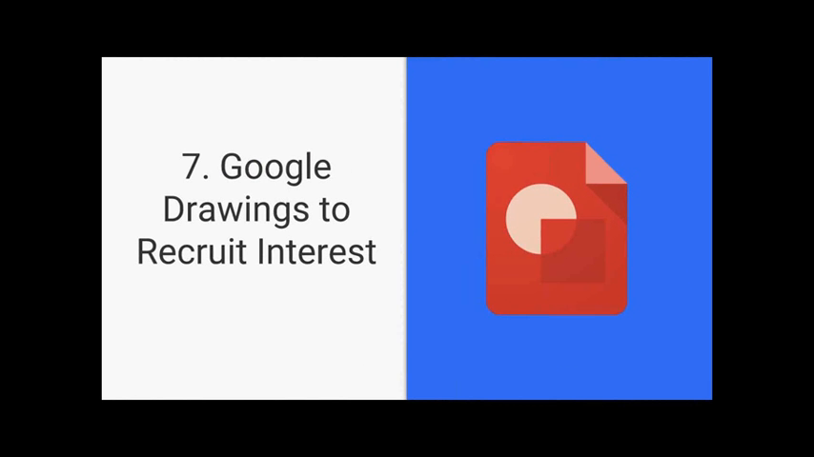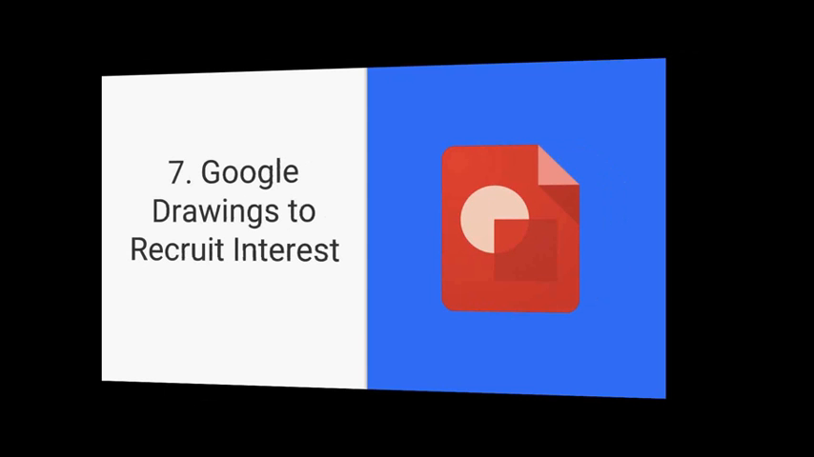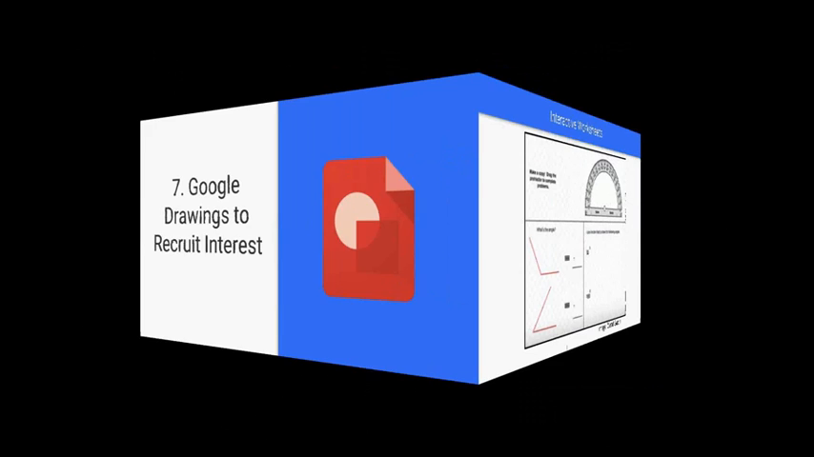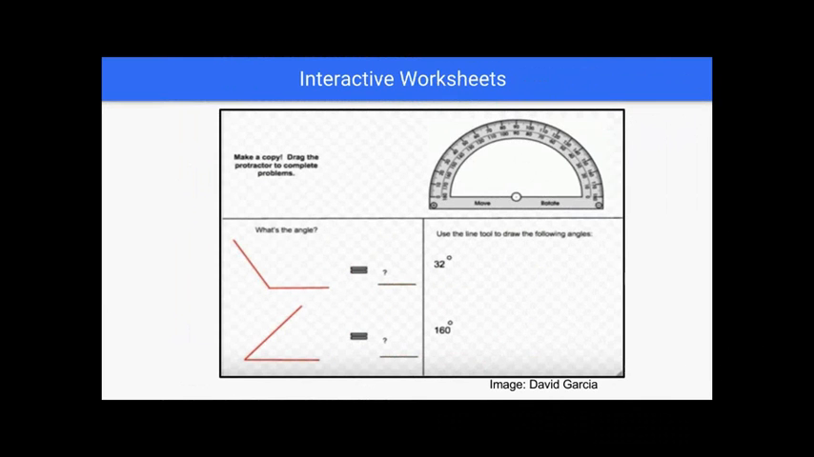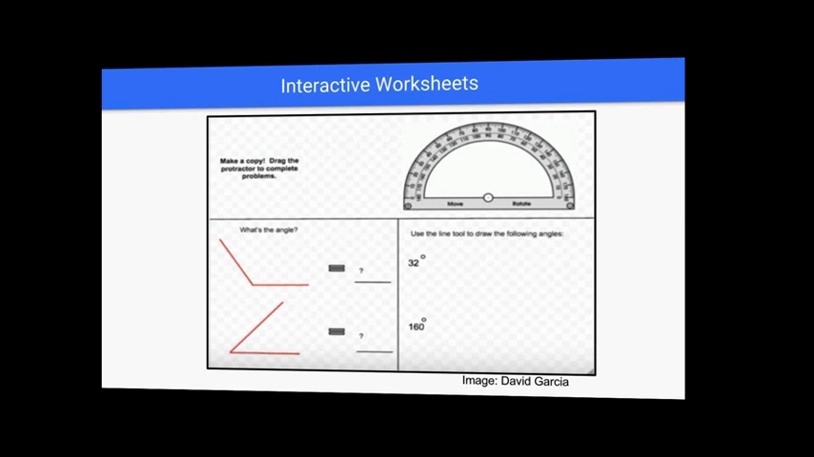One of the things that I love to do is use Google Drawings. Google Drawings is not only a great tool to create interactive worksheets, Venn diagrams, and other graphic organizers, but it could be a great way to set up an assignment too. This is an example of an interactive worksheet by David Garcia where you can use this protractor. Students actually get a copy of this particular Google drawing. They have their own copy. They drag the protractor over to the angles. They measure the angles.